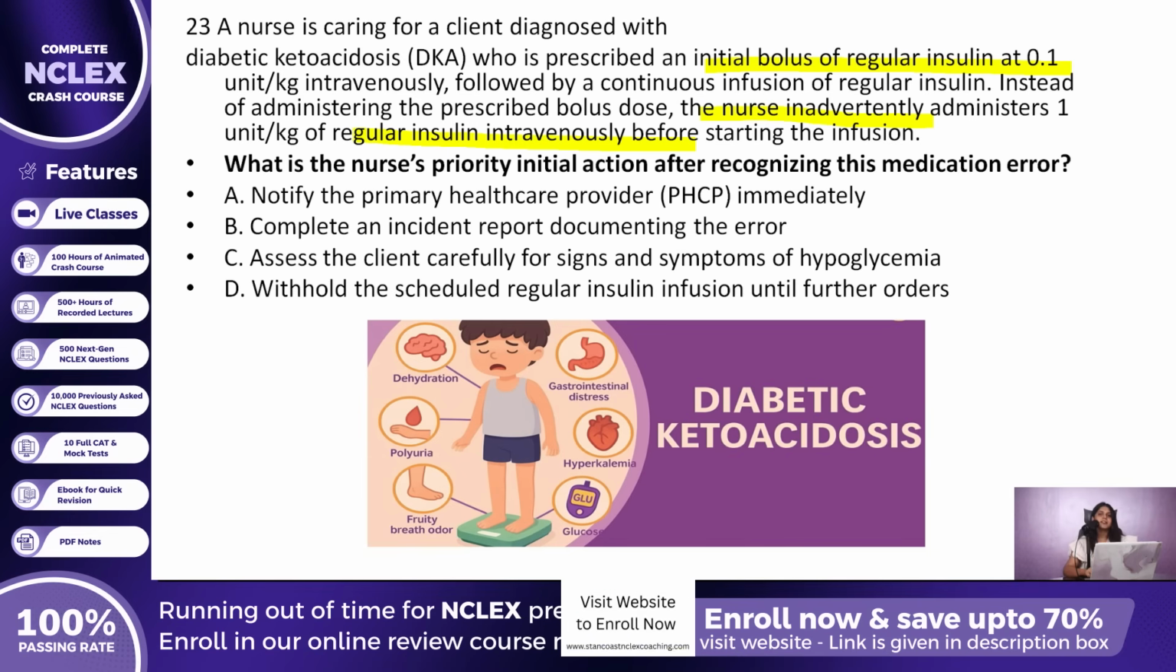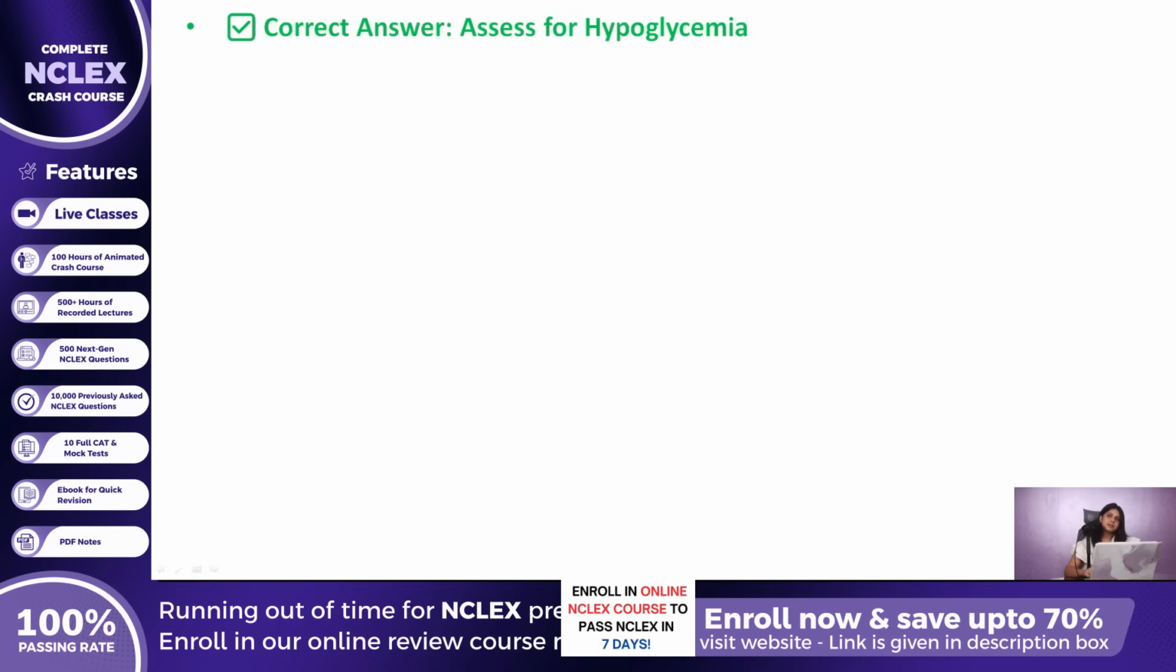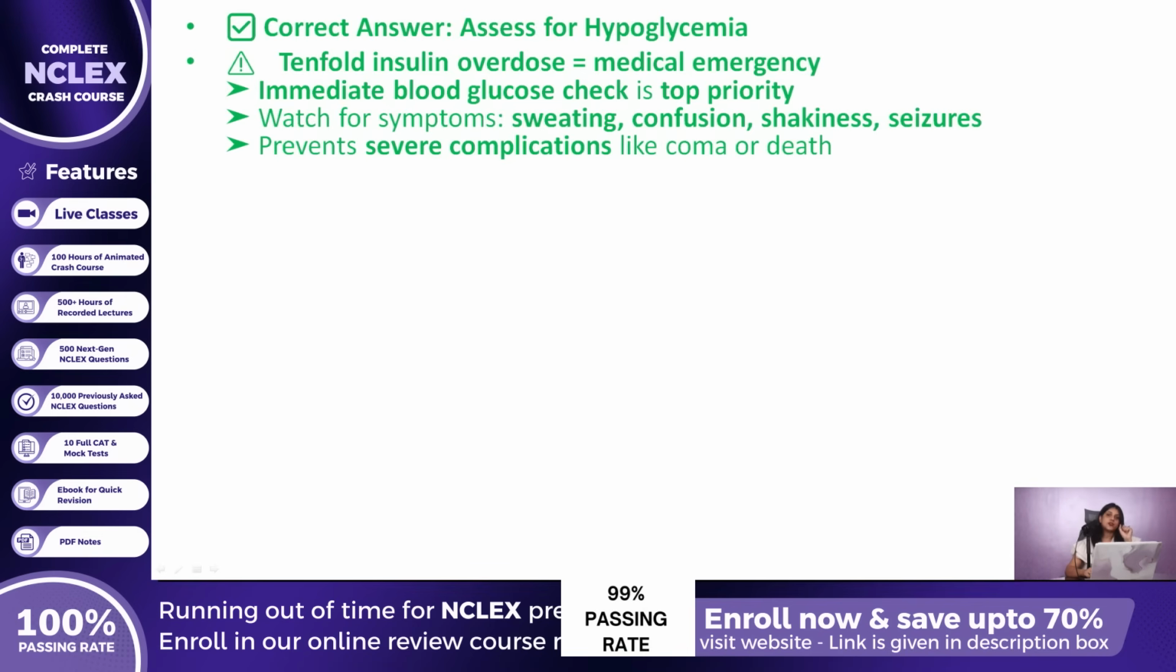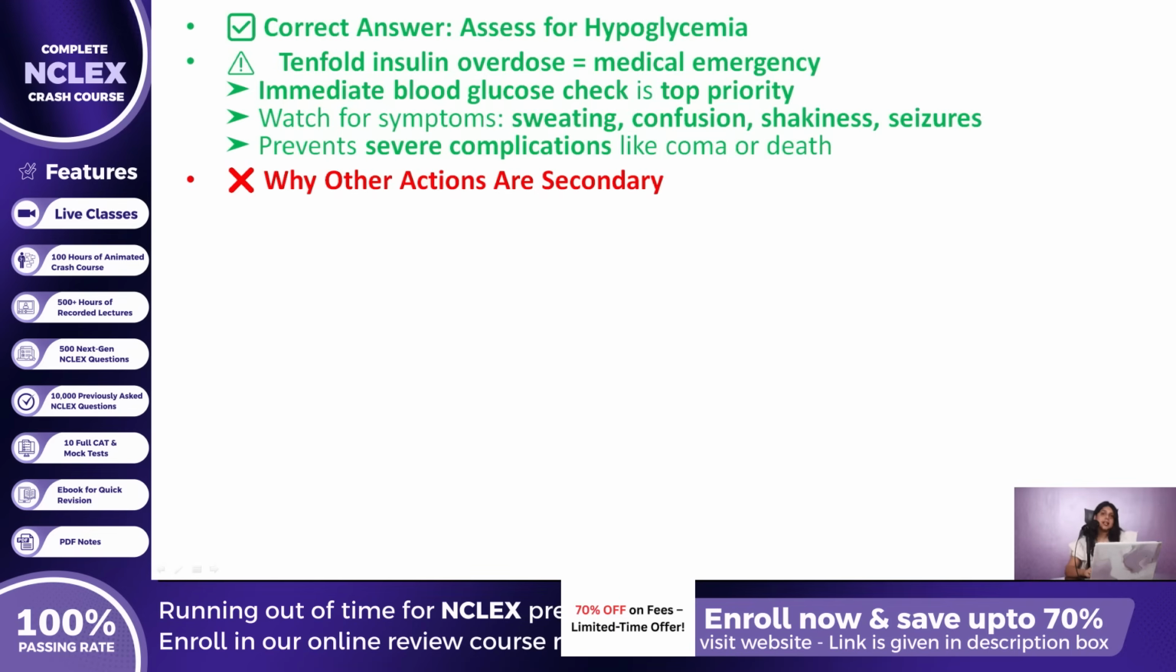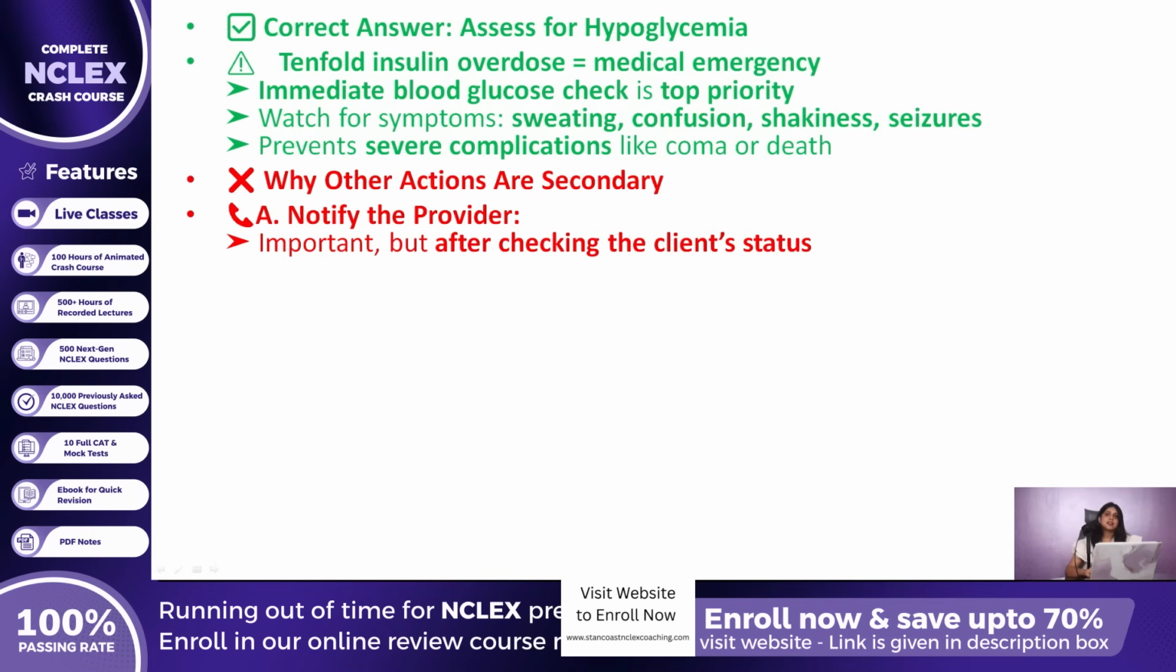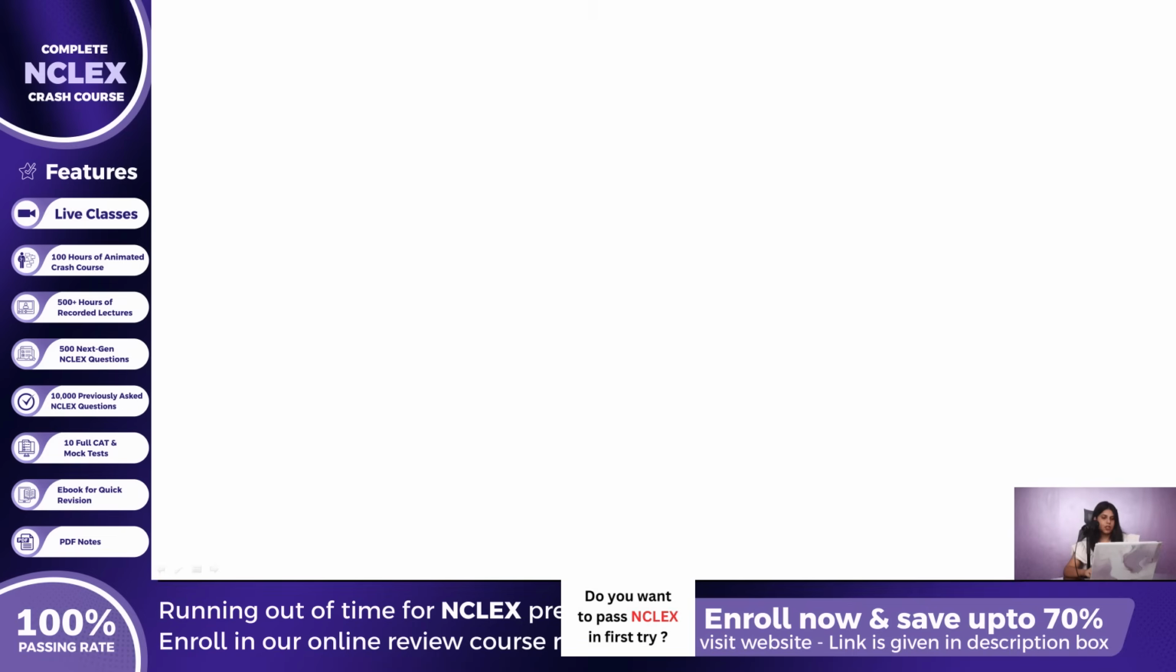The correct answer is option C, assessing for hypoglycemia, as a tenfold insulin overdose can cause dangerously low blood sugar. Checking symptoms and glucose levels is the top priority. Notifying the provider and reporting the error come next, while stopping the infusion without orders is not the first step. Client safety must be addressed immediately. Moving forward, consider this scenario.